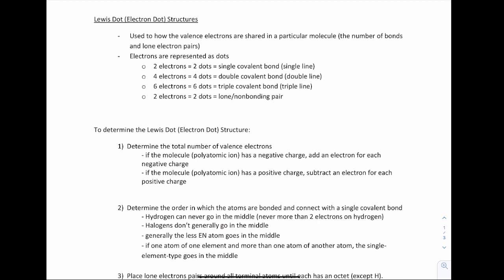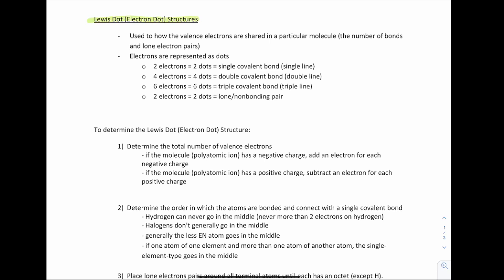So Lewis dot structures or electron dot structures. I tend to use the word Lewis structures, but I do say electron dot structures on occasion. So just do know that those are two names for the same thing. And what we're using electron dot structures for is to determine how the valence electrons in a particular molecule, so a compound with covalent bonds, are distributed throughout that molecule.